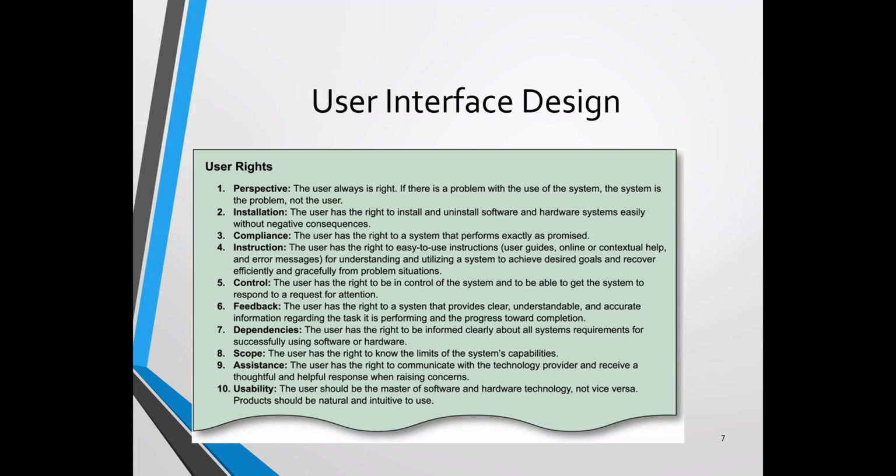Next is dependencies. Users have a right to be informed clearly about system requirements for successfully using software and hardware. For the system requirements that you gather, if you remember when we finished the previous phase we had to prepare the system requirements and also the system spec as well. Users should have the right to know about that. Also when it becomes the software already, you should let the users know the system requirements before they can start using this software first.